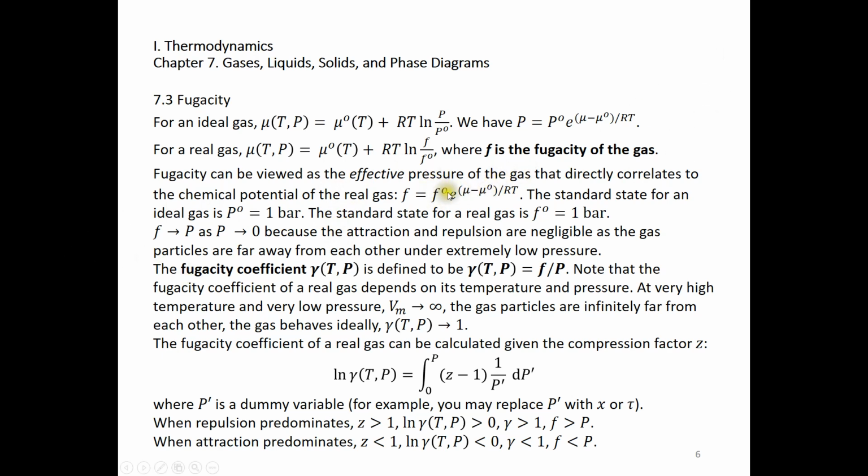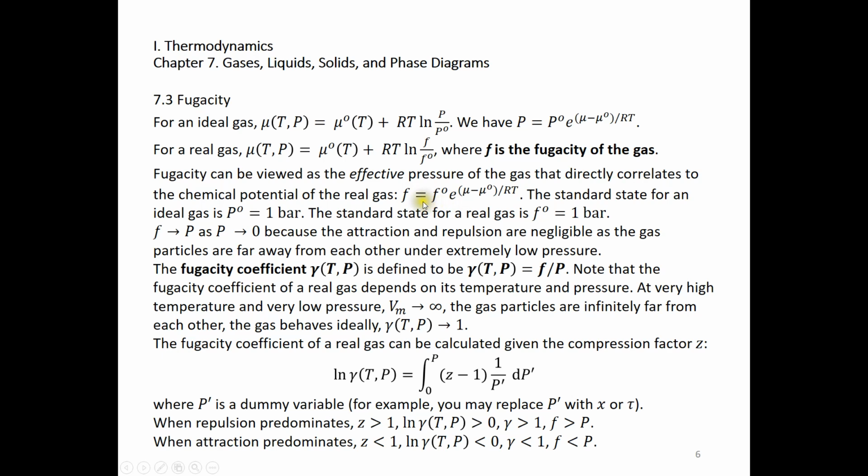Now, what is F naught? F naught is also 1 bar, but this F naught is slightly different from this P naught. So really, what is this F naught? F naught is the standard state for a real gas. P naught is the standard state for an ideal gas. If a real gas is in the standard state, we say its fugacity is equal to F naught, and F naught is 1 bar. We simply say a real gas in the standard state has a fugacity of 1 bar.